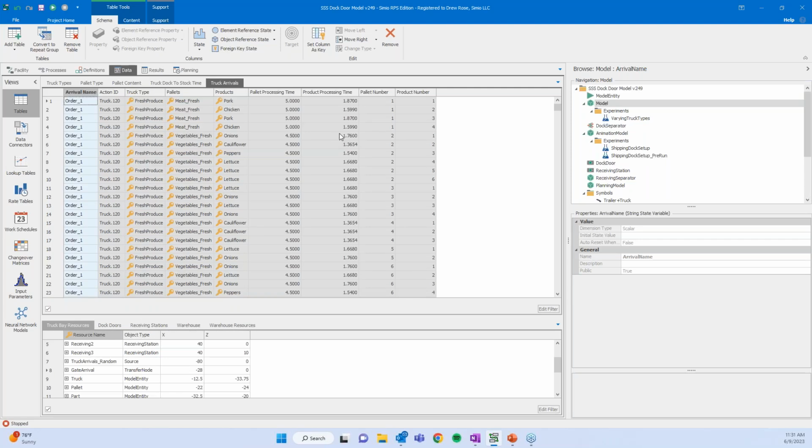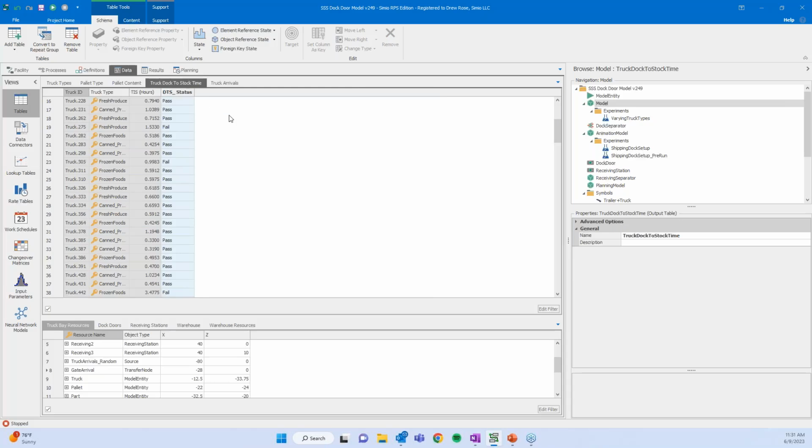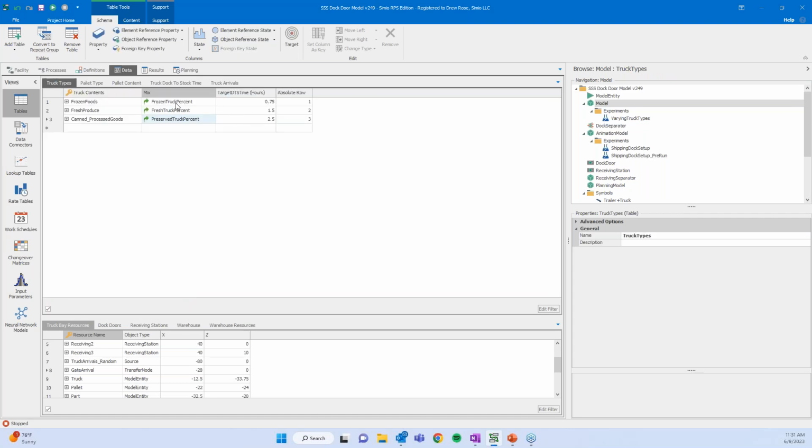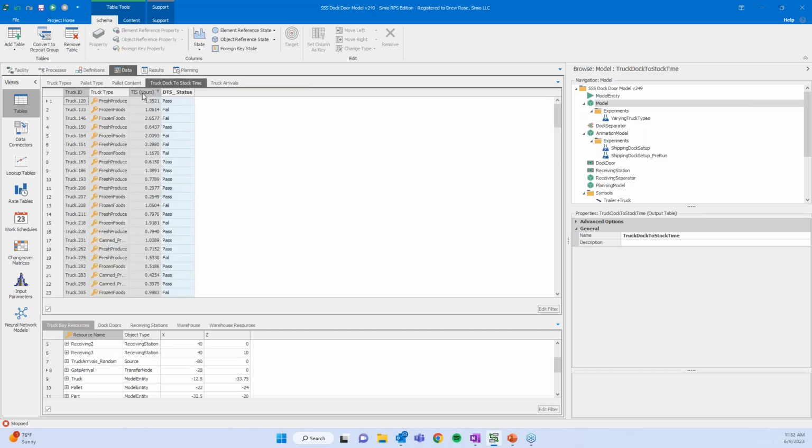And so when we run through this and we start to produce this data, we can see all these truck types, all their contents. We're going to run them through the system as it's set up based on our first experiment we did with our first user story. And we're going to see, does that particular truck's dock to stock time pass or fail its objective? So for our truck type, our frozen foods, we have a goal of getting it to the shelves in under 0.75 minutes. Fresh produce under an hour and a half. Canned goods under 2.5 hours. And so we're going to track the time in system against that goal to see if it passed or failed.